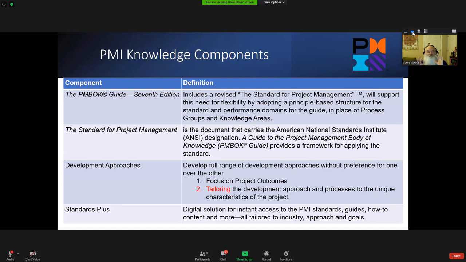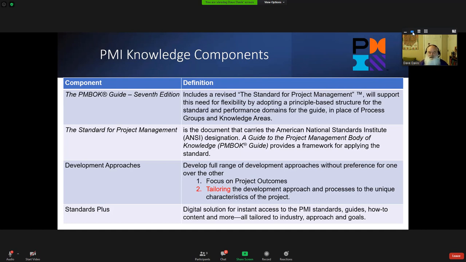So let me give you kind of a table definition of what I just talked about. There's a PMBOK Guide, which has the principles. There's a standard for project management, which has these models and frameworks and artifacts. Then there's approaches, so you can take different ways, focusing on those outcomes, and that you can tailor your development approach and processes to the unique characteristics of the project.